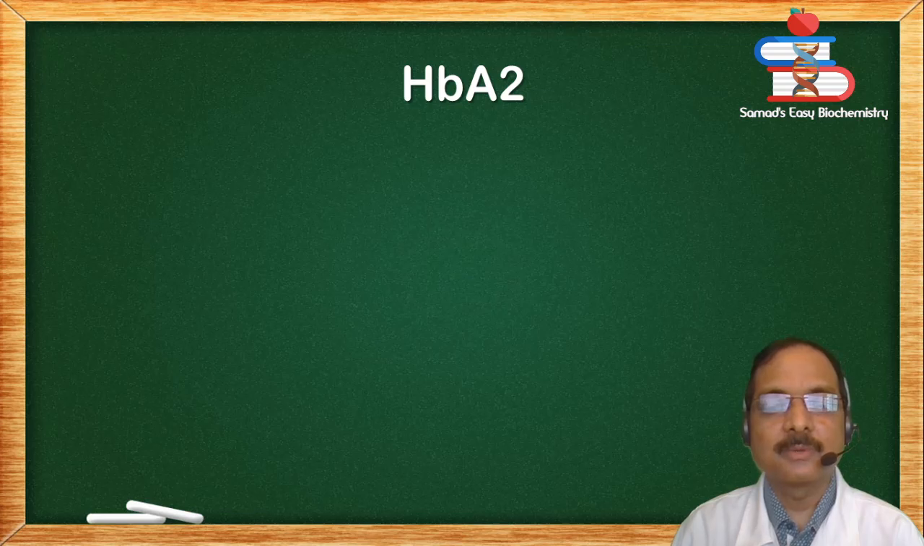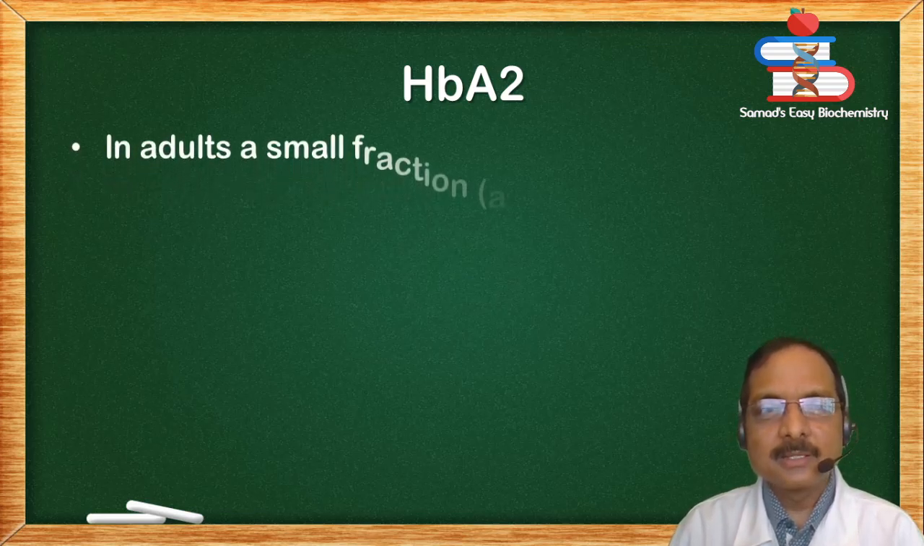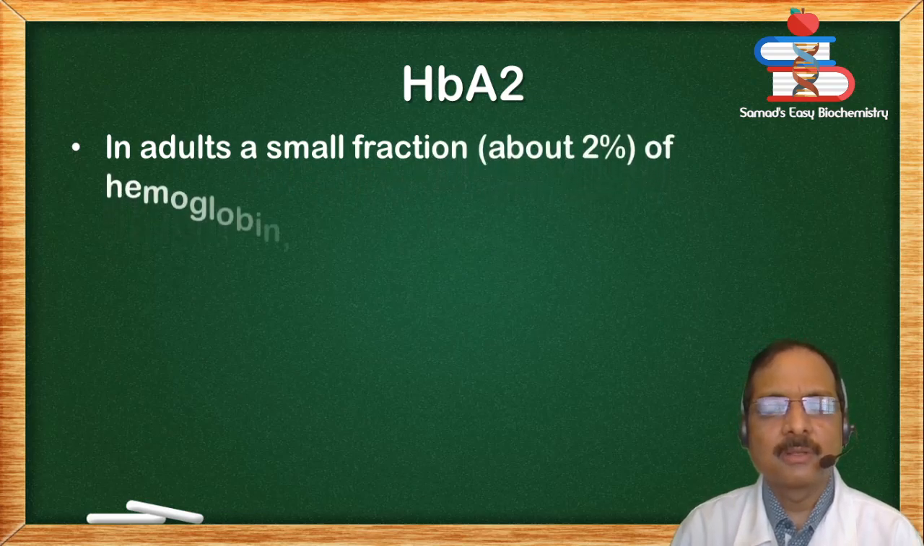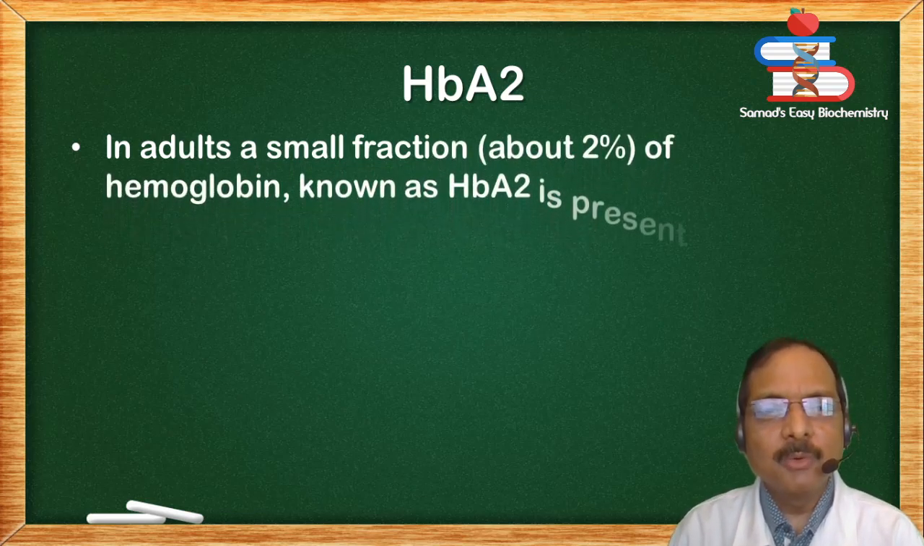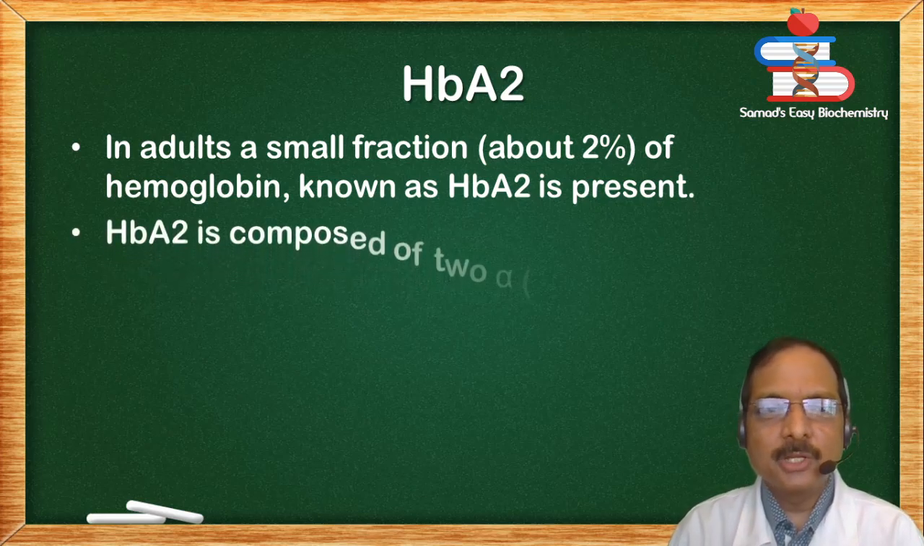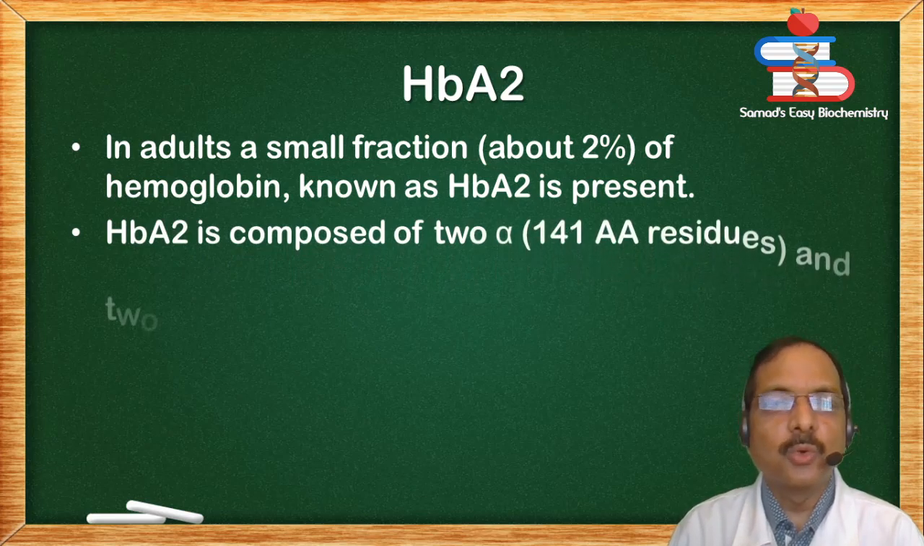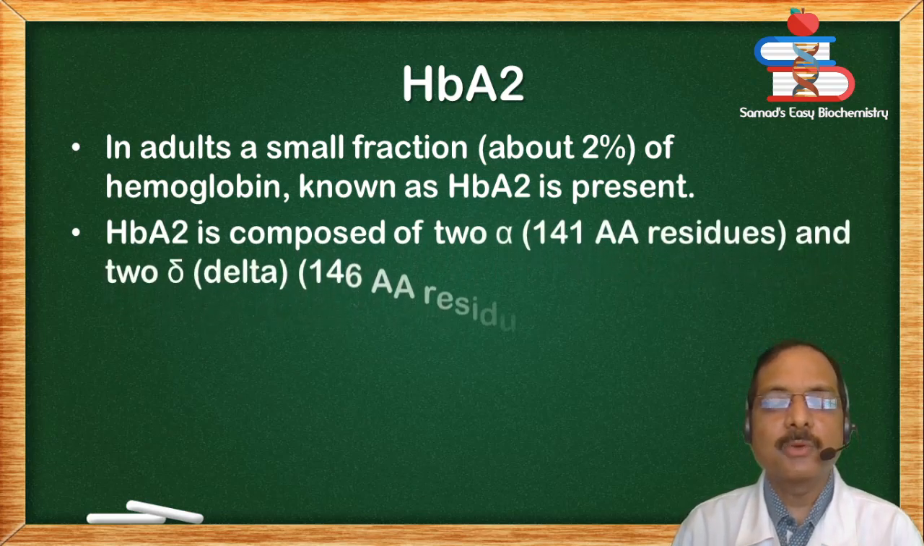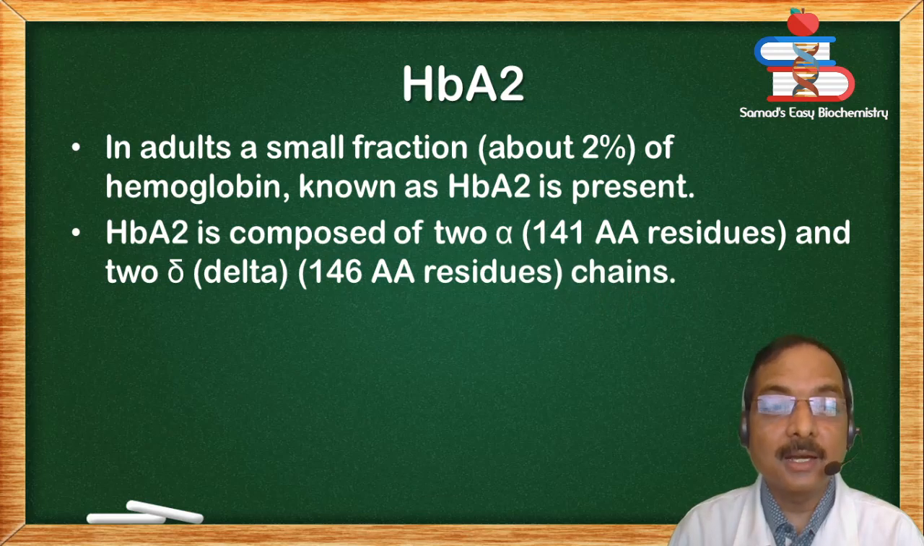HbA2. In adults, a small fraction, about 2% of hemoglobin, is known as HbA2. HbA2 is composed of 2 alpha chains with 141 amino acid residues and 2 delta chains with 146 amino acid residues.